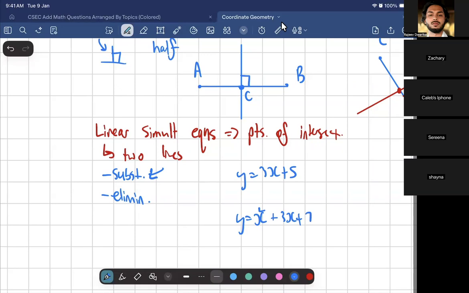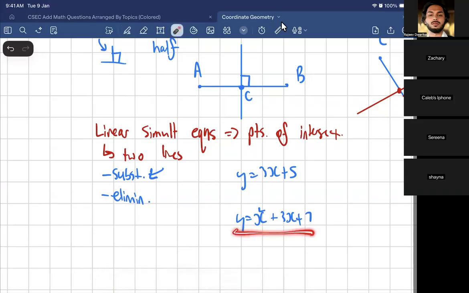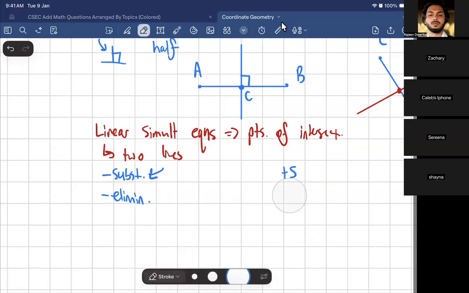Both of them look like lines. The first one is a line. What's the second one? Quadratic. Exactly. If both of them are not linear, you can't do elimination. That's why in our maths we typically stick with substitution.